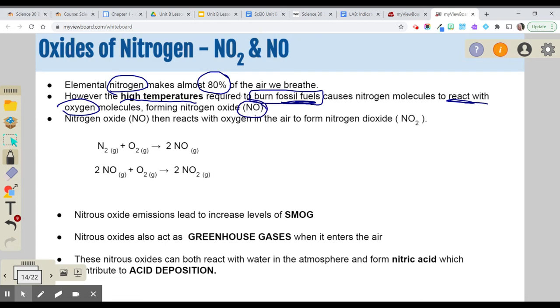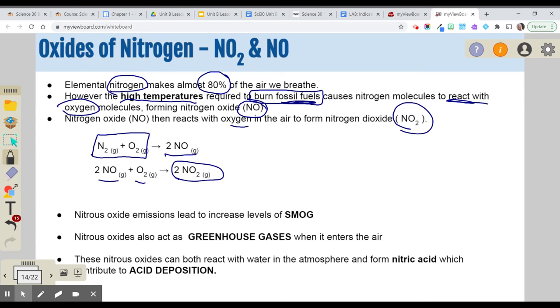All right, now this nitrogen oxide can then react with oxygen in the air to form nitrogen dioxide. And here, nitrogen dioxide, here we go. So we got nitrogen burning or combustion with oxygen gives us nitrogen monoxide. And then the monoxide reacts with oxygen to form nitrogen dioxide.